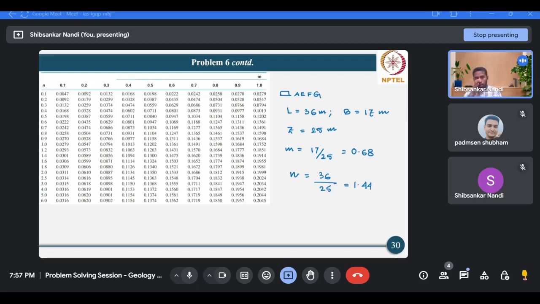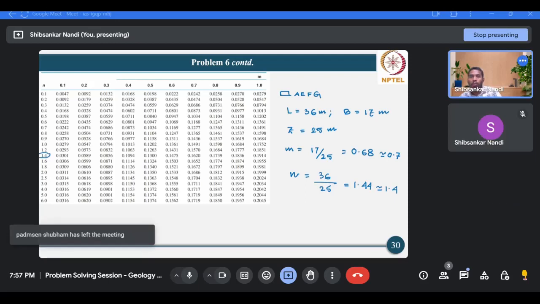Now come to this table. The M value is 0.68, so approximately you can take it as 0.7, and this value approximately as 1.4. So this is your N, 1.4, and this is your M, 0.7, so this is 0.656.